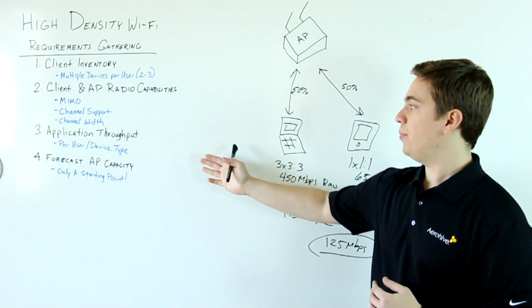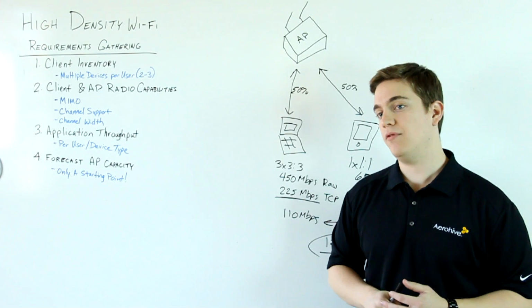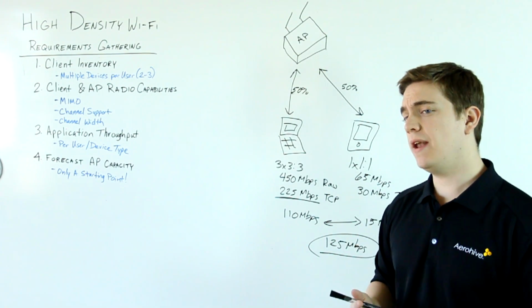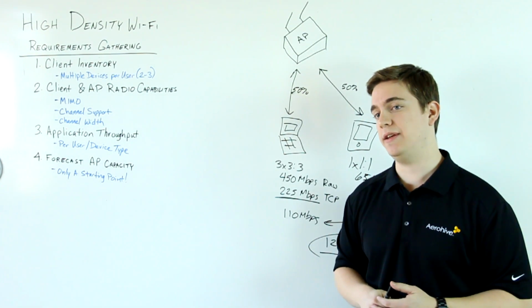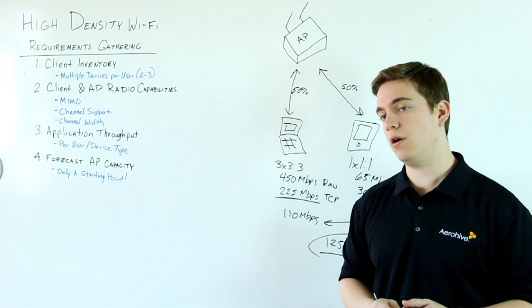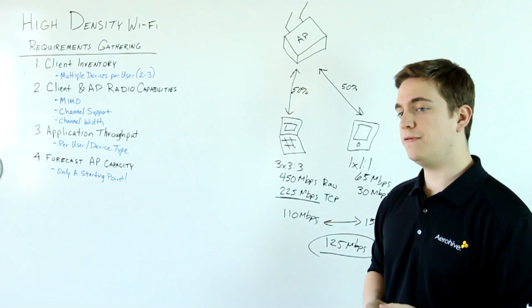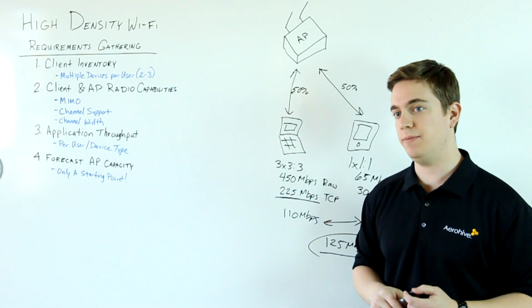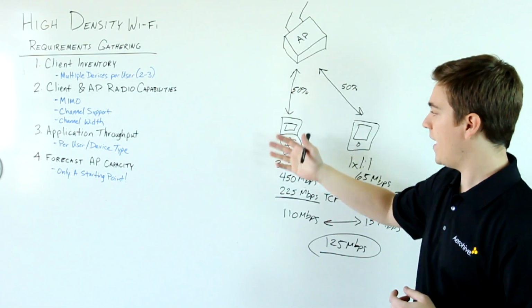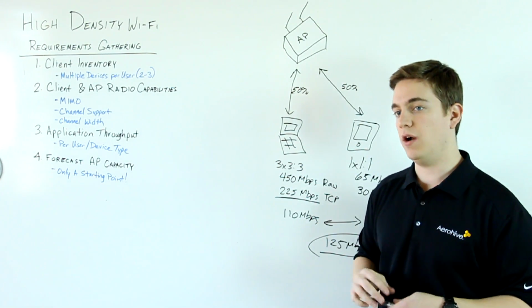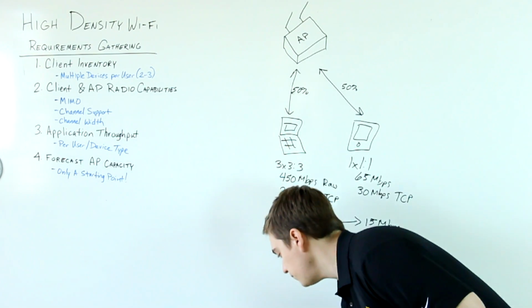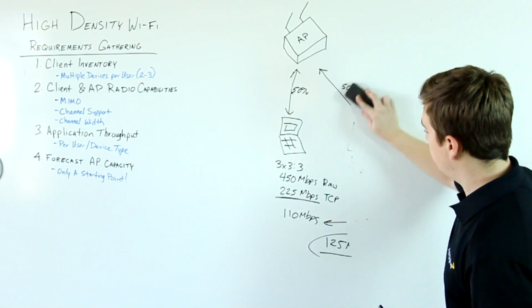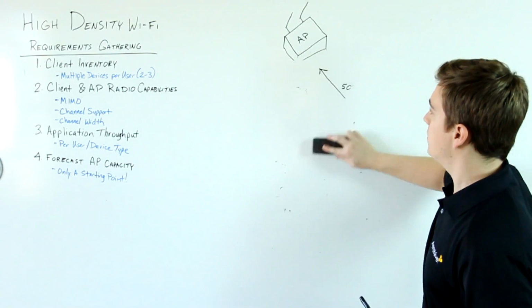Once we understand the application throughput for every user or every device type, then we can actually start forecasting AP capacity as an initial starting point into our RF design process. To forecast the initial access point capacity, we need to take the full interaction of all the devices that are anticipated on the network. So to take an example here, we're going to do 2 examples.